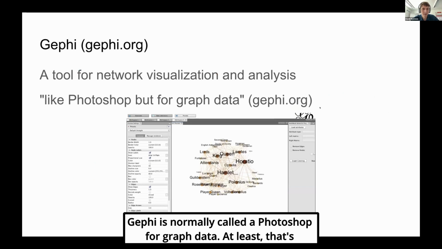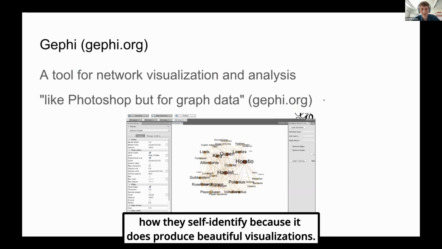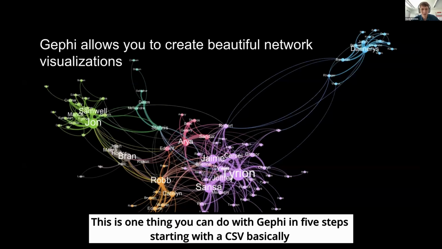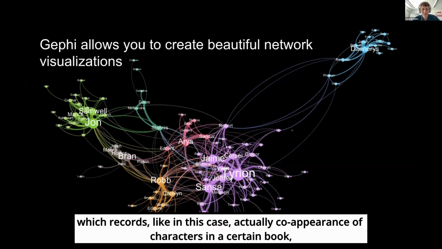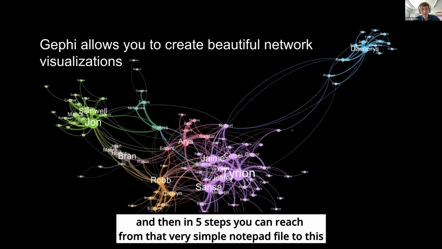Yeah. So Gephi is normally called a Photoshop for graph data. At least that's how they self-identify, because it does produce beautiful visualizations. So this is one thing you can do with Gephi, in 5 steps, starting with the CSV, which just records the contacts, or in this case, actually the co-appearance of characters in a certain book. And then in 5 steps, you can get from that very simple Notepad file to this.